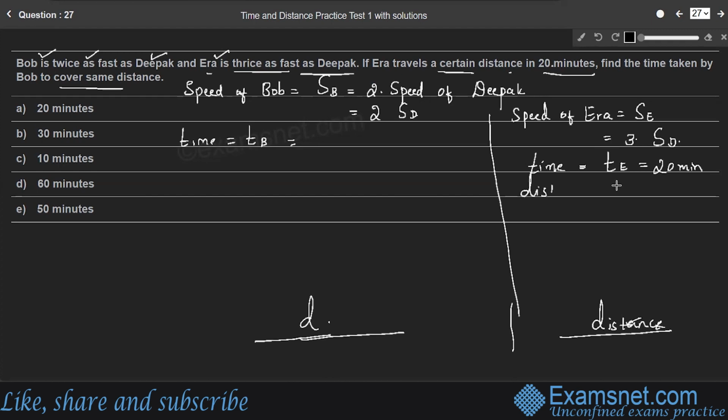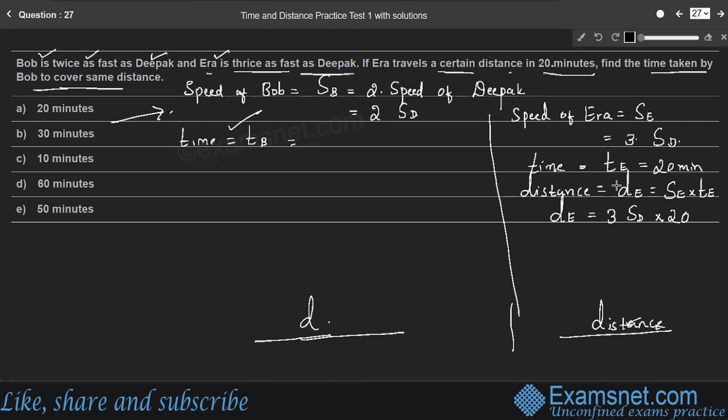Therefore, distance covered by Era, so we call it as DE, is equal to, distance is always speed into time, therefore, speed of Era into time taken by her. Therefore, DE, distance traveled by Era, is equal to, speed of Era is 3 times speed of Deepak into time taken by her is 20 minutes. Here, what is asked in the question? Time taken by Bob to cover the same distance. Come back to this case.